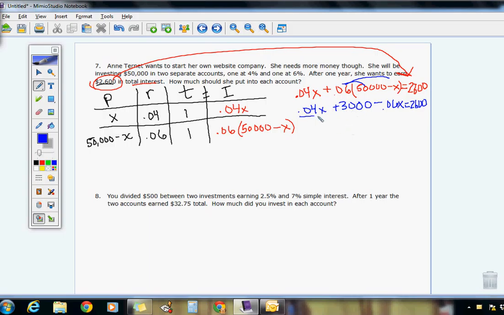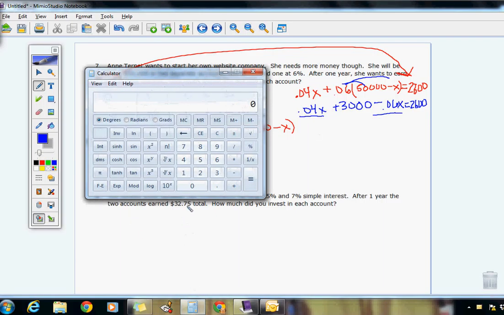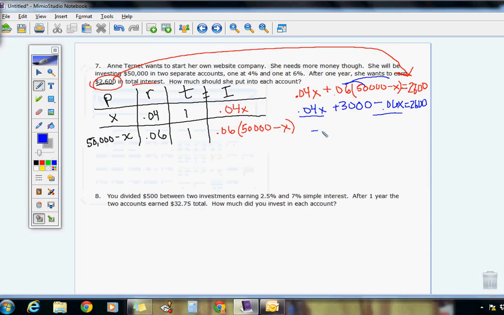Okay, so now we have to just combine like terms. I want to show you this, let me pull up this calculator here. I have a positive 0.04, and all I'm doing is subtracting 0.06. So you just put in minus 0.06 like that. You don't add stuff to both sides. You literally just type it in. And that gets you a negative 0.02. So I have a negative 0.02x plus 3,000 equals 2,600.